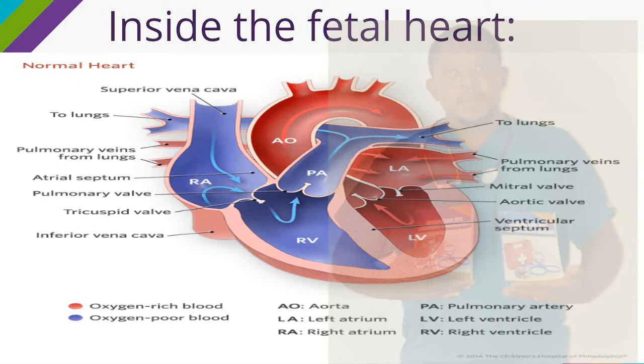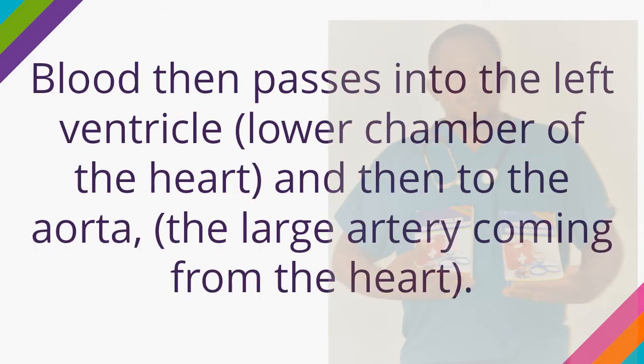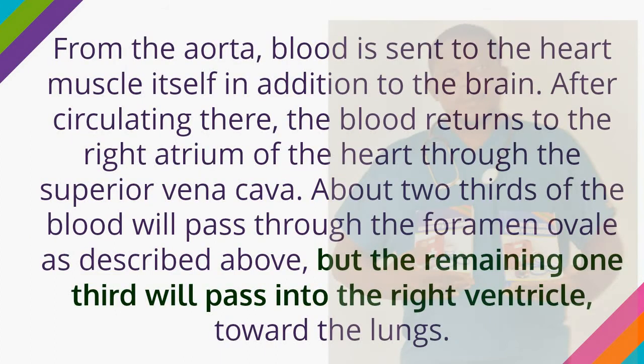Inside the fetal heart, blood enters the right atrium, the chamber on the upper right side of the heart. When the blood enters the right atrium, most of it flows through the foramen ovale into the left atrium. Blood then passes into the left ventricle, lower chamber of the heart, and then to the aorta, the large artery coming from the heart. From the aorta, blood is sent to the heart muscle itself in addition to the brain. After circulating there, the blood returns to the right atrium of the heart through the superior vena cava.